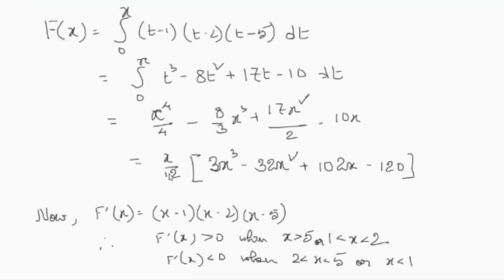It's x by 12 into a polynomial of degree 3. Now, f(x) is equal to (x minus 1)(x minus 2)(x minus 5), therefore f(x) is greater than 0 when x is greater than 5, or 1 is less than x less than 2, and less than 0 when x is less than 1, or 2 is less than x less than 5.